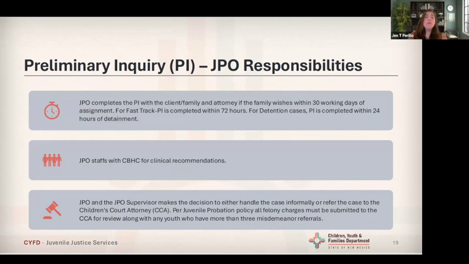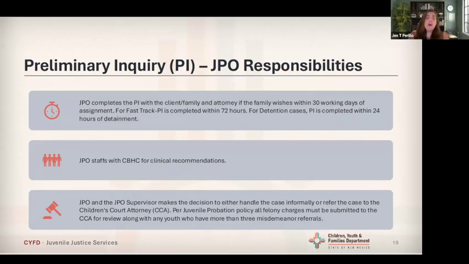In terms of the preliminary inquiry that's conducted by the juvenile probation officers, they complete that preliminary inquiry with the client and family. The family may also have an attorney if they wish, within 30 working days of being assigned the case. If that particular case is being fast-tracked, the preliminary inquiry is completed within 72 hours. If the youth is being detained, the preliminary inquiry is completed again within that 24 hours of detainment. They also look at clinical recommendations, and the juvenile probation officer will look at other types of records to see what other information they may have about this particular juvenile, such as other detainments, adjudications, other health records, etc.